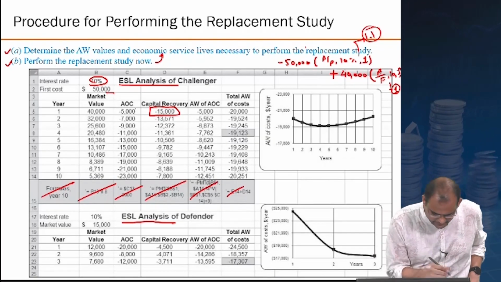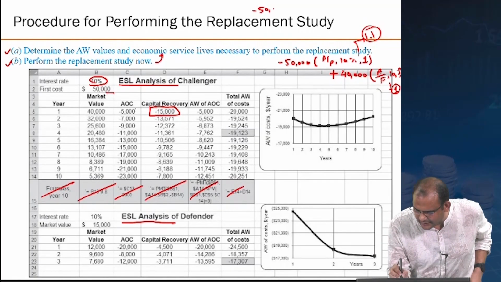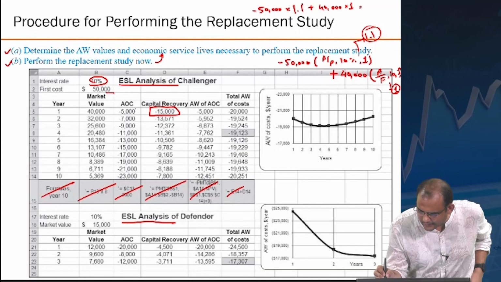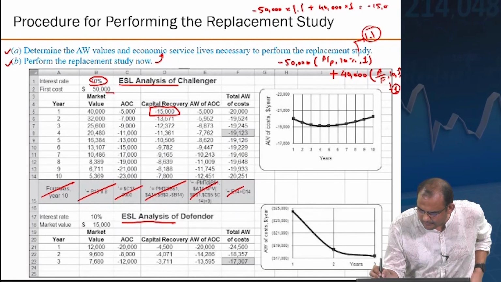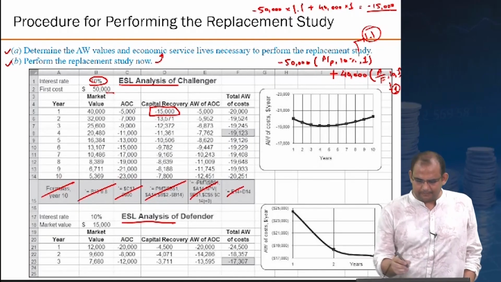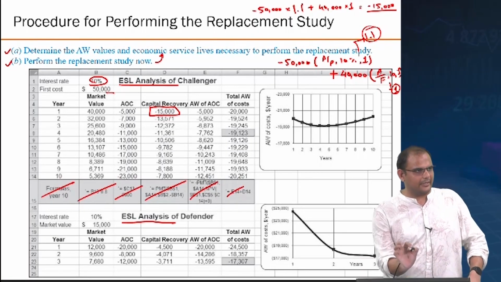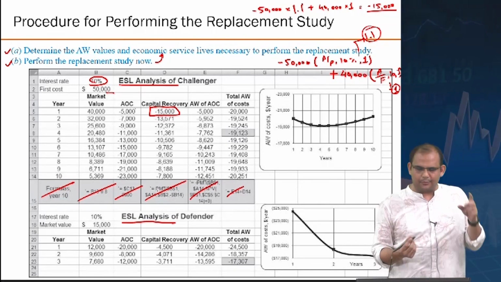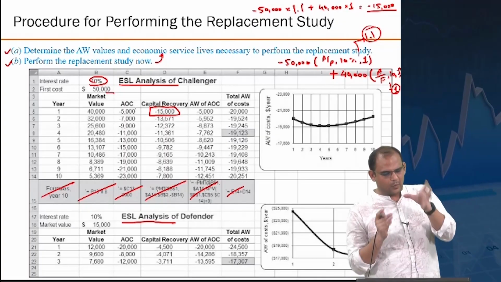$15,000. So it's essentially minus 50,000 multiplied by 1.1 plus 40,000 multiplied by 1. So it's coming out to be minus 15,000. Right? Matches the capital recovery factor here. Here they have done some PMT calculation. I am not able to still understand what's happening.